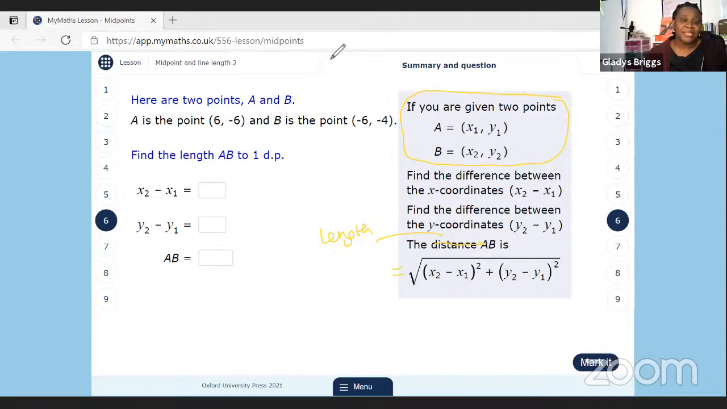So what you need to write now is the length of a line segment. Let me put that on the top. We're doing a new topic. We finished with the midpoints.